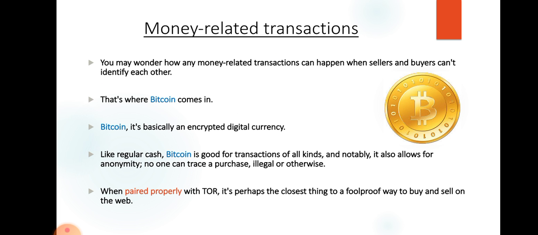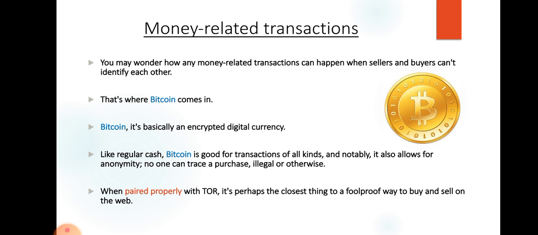So compared to such illegal activity, money transactions, that is Bitcoin and other things, were created. That was an illegal activity whenever Bitcoin was developed. So you may wonder how many money-related transactions can happen when sellers and buyers can't identify each other. That's where Bitcoin comes in. When Bitcoin was first developed, it was used for illegal activity, where Bitcoin was purchased and sold over the internet without knowing the particular customers.